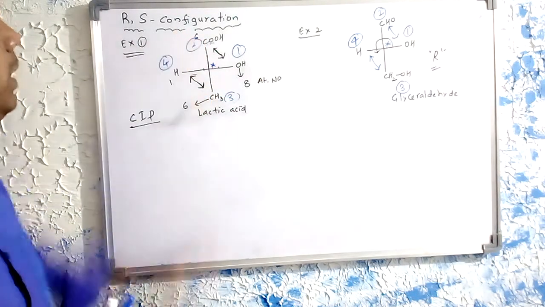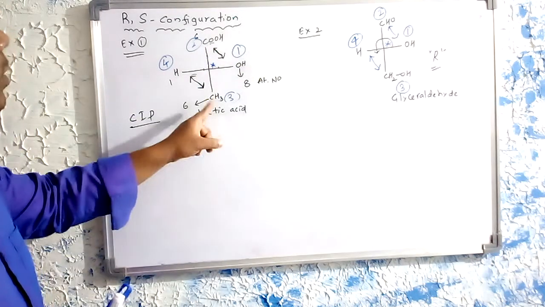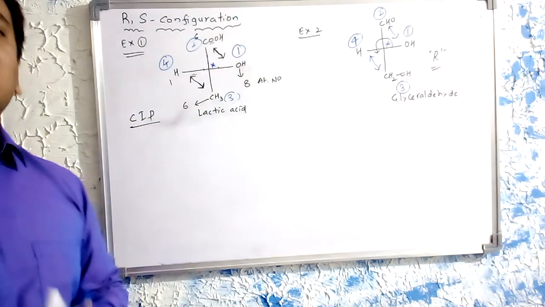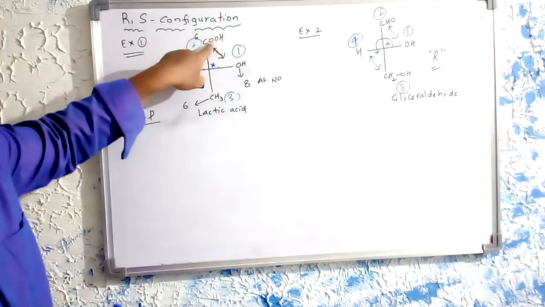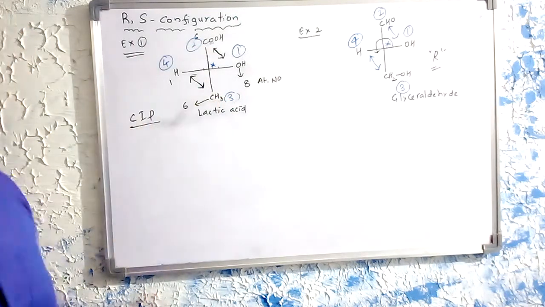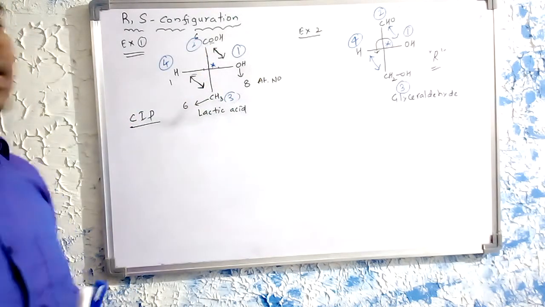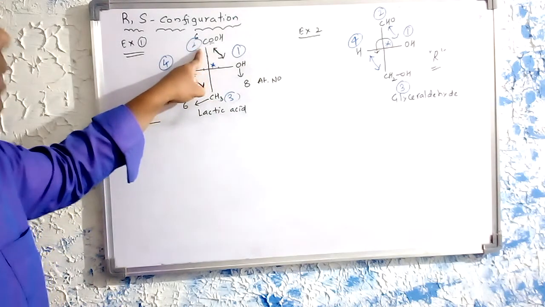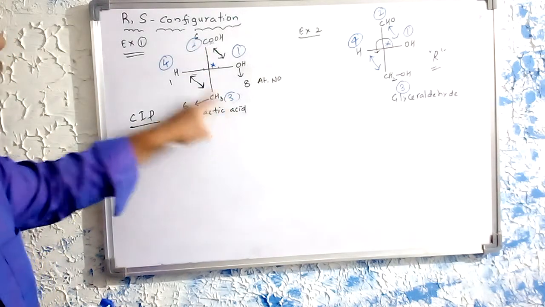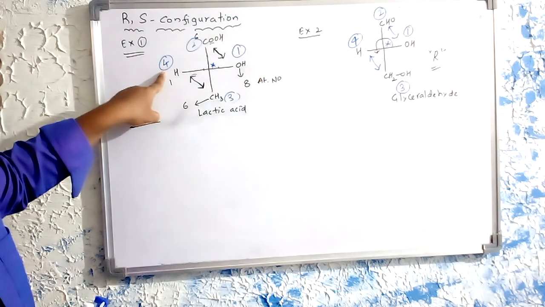So if the atomic numbers are the same, then go for the second atom. If the second atoms' atomic numbers are the same, then go for the third atom. Here the second atom is oxygen and here the second atom is hydrogen. So oxygen's atomic number is higher than hydrogen, therefore this is second priority and this is third priority. The least priority is the hydrogen atom, that is 4.